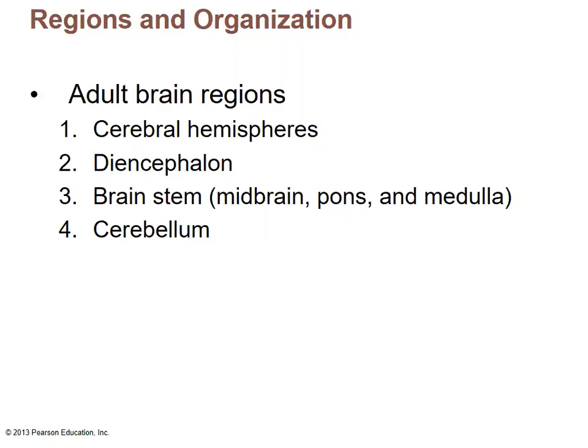We have your cerebral hemispheres. Collectively, it's also referred to as the cerebrum, so that's 2 sections at the top of your brain. You have your diencephalon, the brain stem, which is the midbrain, pons, and medulla, and then your cerebellum, which is the lower portion of the brain. They're actually separated by a fissure.